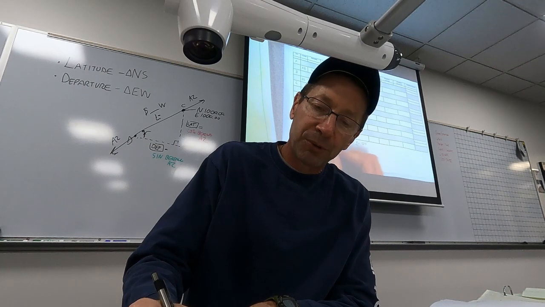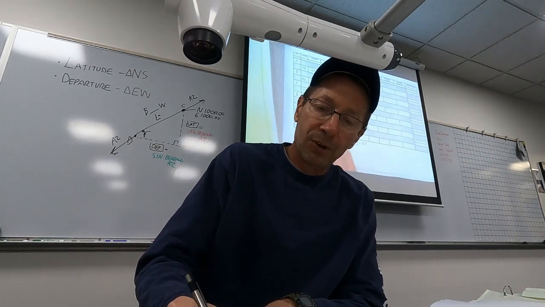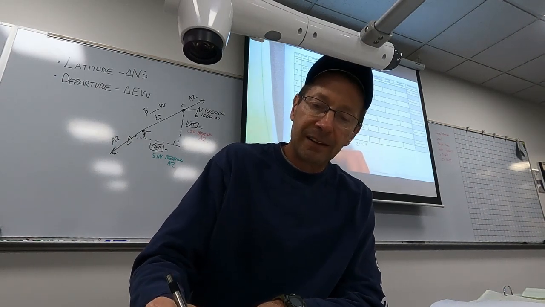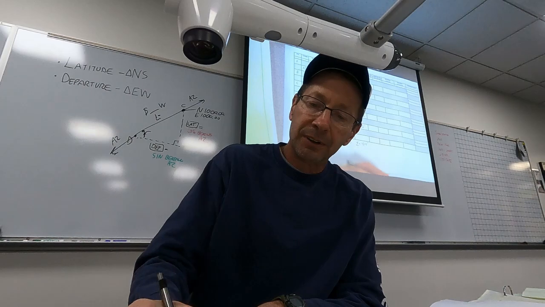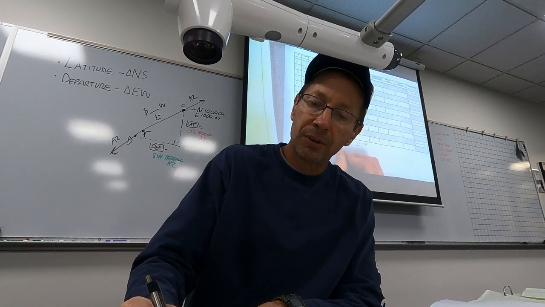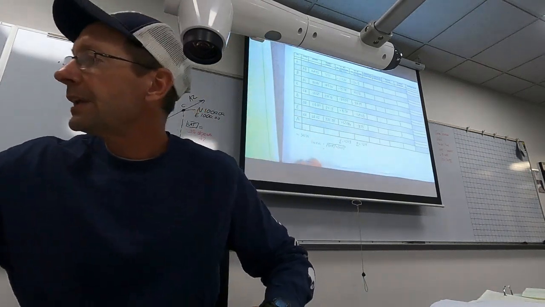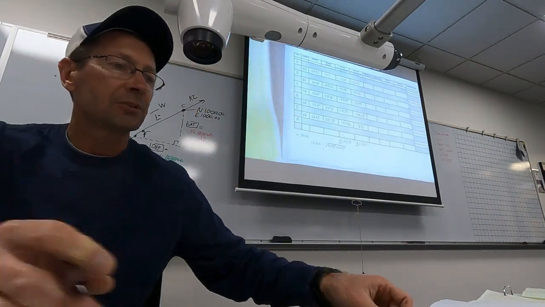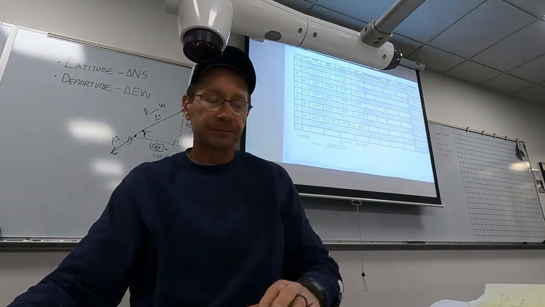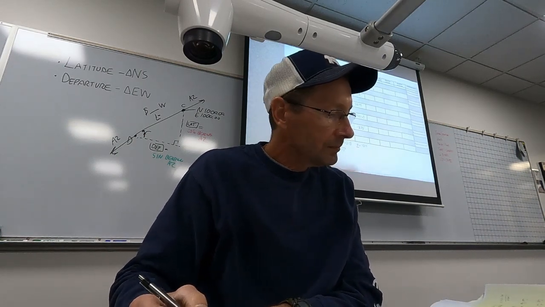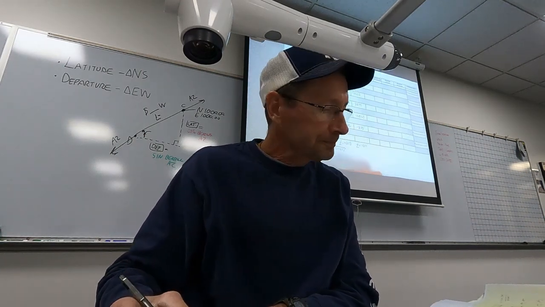So let's just run this formula real quick because we're going to use this number. Over here, we're just going to say linear error of closure equals the square root of 0.13 feet squared plus minus 0.11 feet squared. Run that number out, see what you get here real quick. Calculator. Anybody got it?